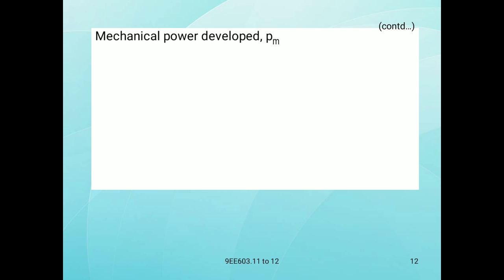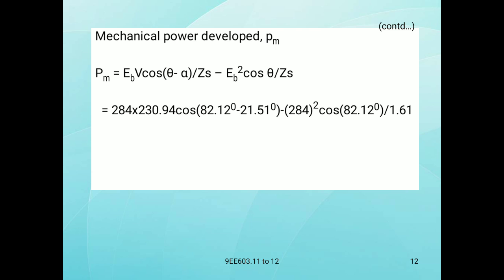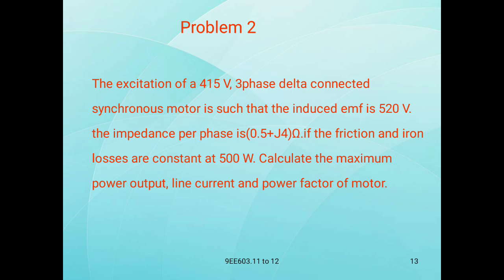So mechanical power developed PM is equal to EBV cos(theta minus alpha) by ZS minus EB square cos theta by ZS. Now by substituting the values EB, V, theta, alpha and ZS, we get the mechanical power as 39.293 kilowatts. So now let's go for problem 2.